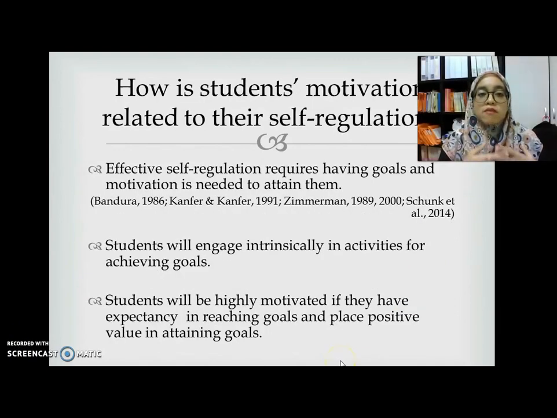Okay, this is question number 4. How is students' motivation related to their self-regulation? It is closely related, where effective self-regulation requires having goals and motivation is needed to attain them. Students will engage intrinsically in activities for achieving goals. There are no external forces that make them participate, and they will be highly motivated if they have expectancy in reaching goals and place positive value in attaining them. You can see it here.